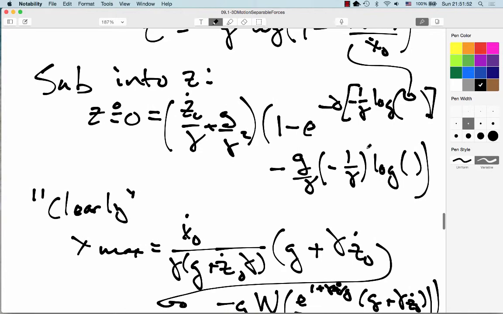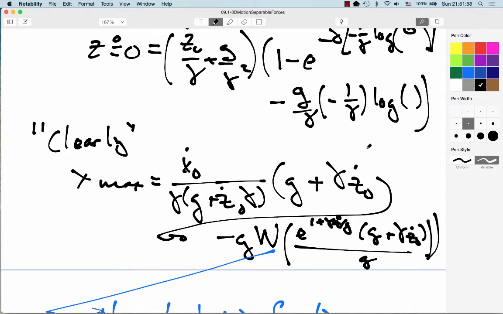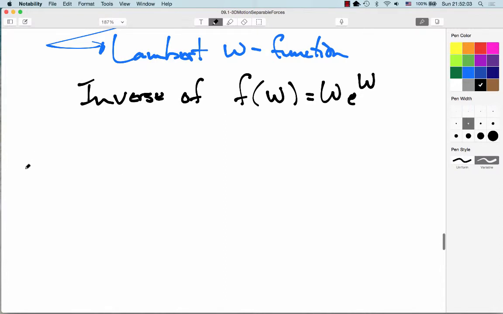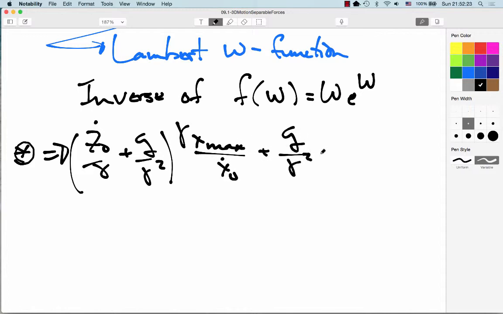So anyway, that was kind of a dead end. So let's take star here. And if we wanted to rewrite star slightly more cleanly, and we do, we could have written it as z naught dot over gamma plus g over gamma squared times gamma x max over x naught dot plus g over gamma squared times the log of 1 minus gamma x max over x naught dot.